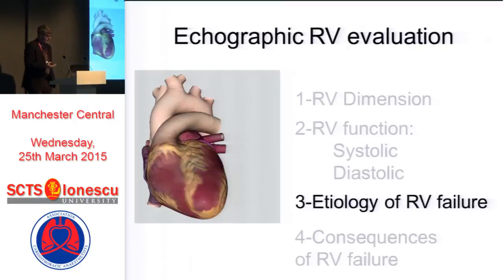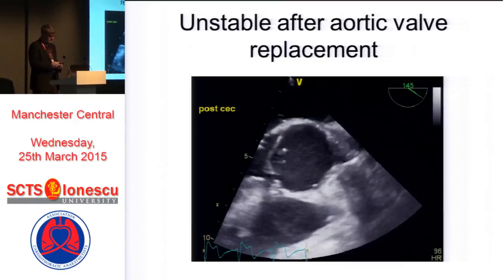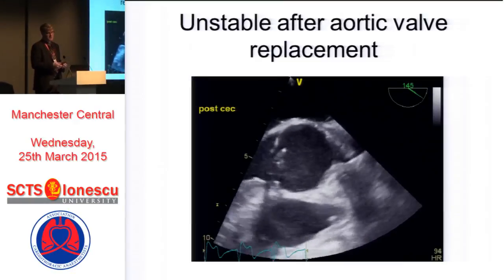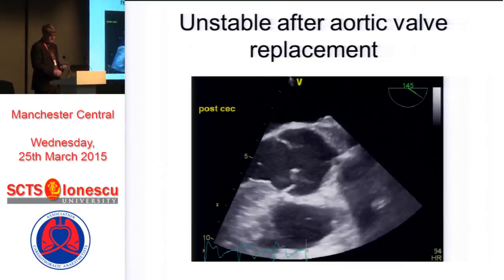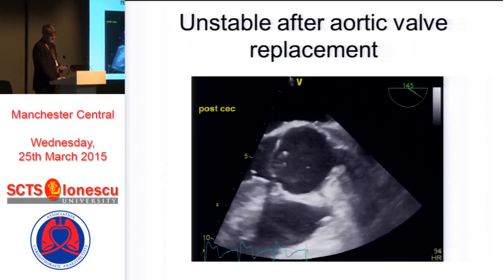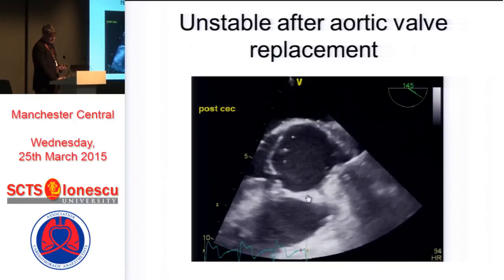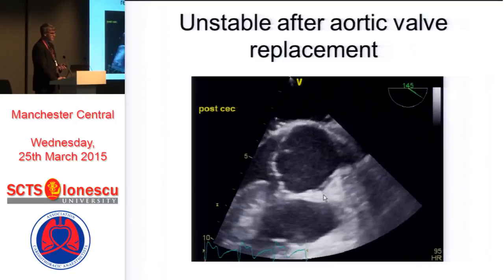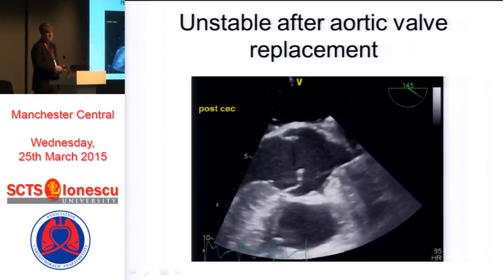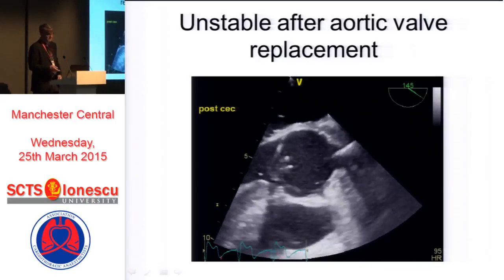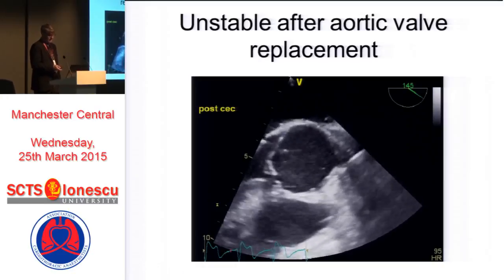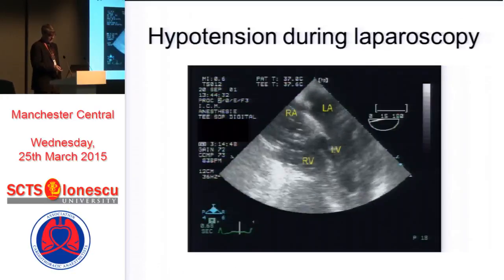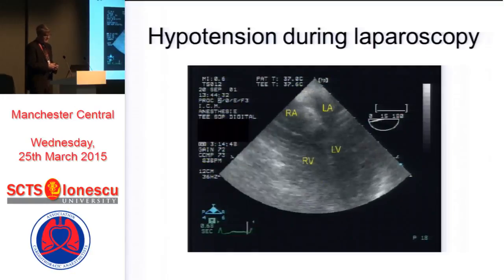The third role of echo when you have RV dysfunction is to determine the etiology. Something that we commonly see in the operating room, especially in open heart surgery, is air embolism. This is an example where in this patient you could see air going right into the coronary artery. You know exactly why this patient is developing RV dysfunction, often associated with inferior wall hypokinesia or akinesia.